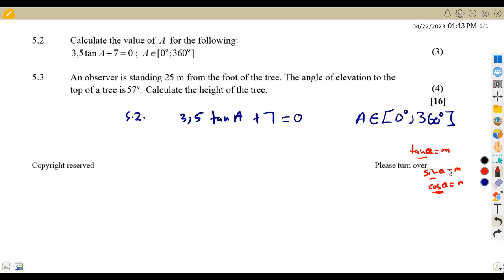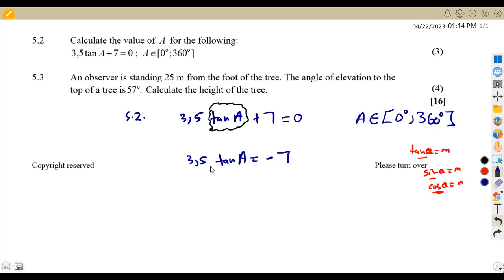So this is what we are going to do. We are going to make tan A the subject, which means we are going to transpose. First, 7 is adding, so you can just transpose this to subtract. On the other side, remember, if the number crosses the equal sign, it changes its sign, so that is going to be a -7.